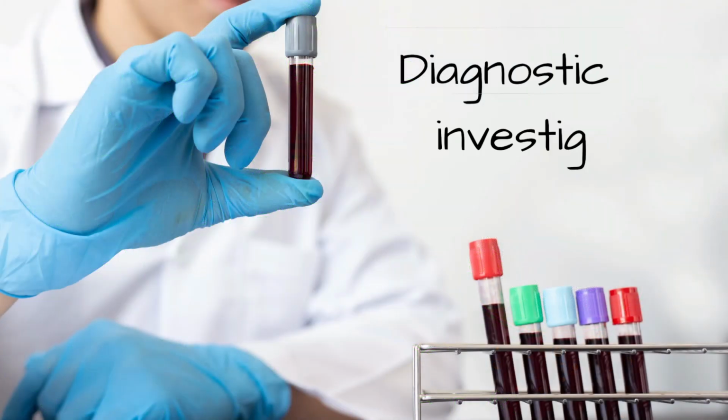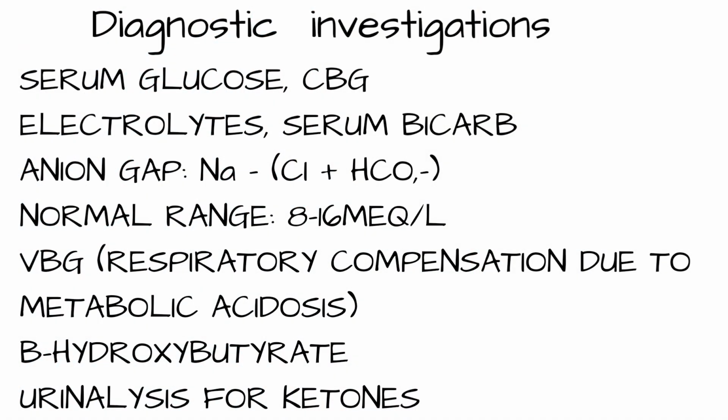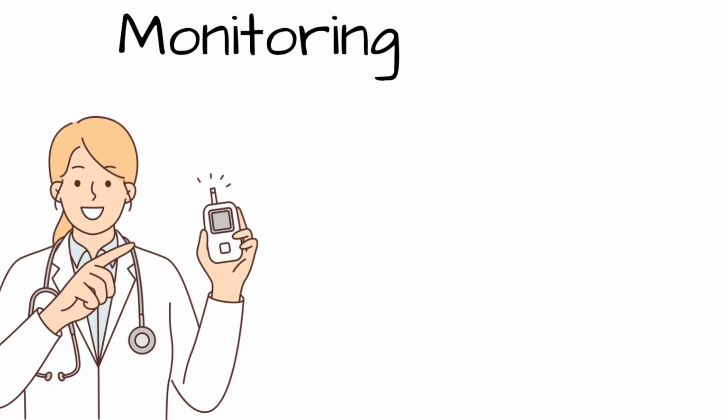Diagnostic investigations for DKA include checking serum glucose levels and electrolytes, including serum bicarbonate. An important value to consider is the anion gap, which can help determine the severity of the condition. Additionally, measuring beta-hydroxybutyrate and checking for ketones in the urine are part of the diagnostic process.